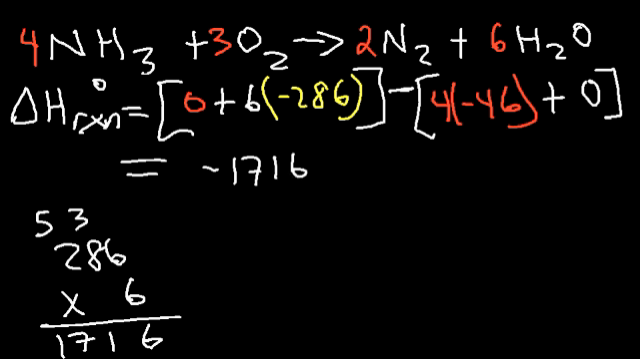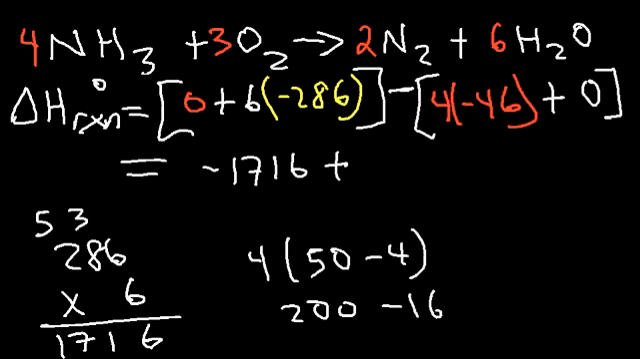1716. And then negative 4 times negative 46, that should be a positive number. So 4 times 46 is the same as 4 times 50 minus 4. 4 times 50 is 200. 4 times 4 is 16. If you take away 16 from 200, you have 184 left over. So this is plus 184.